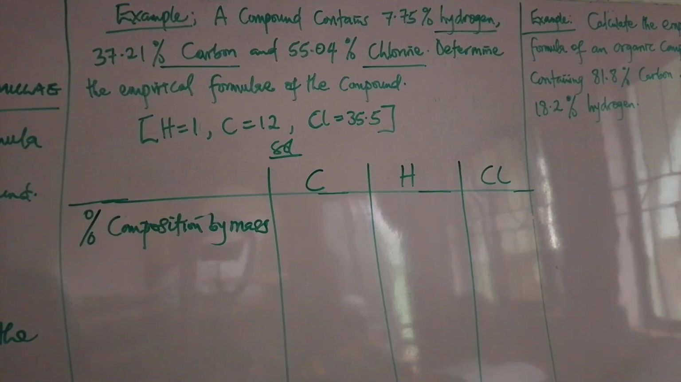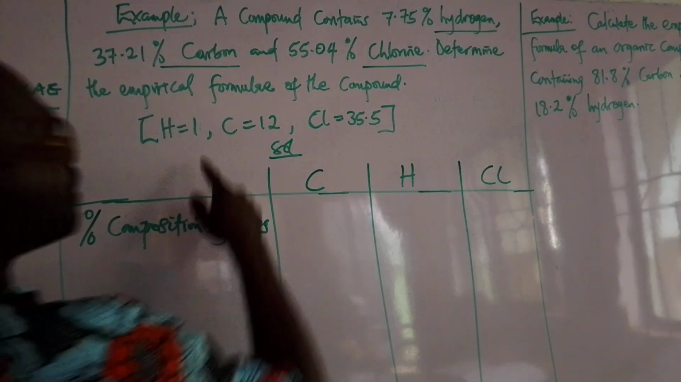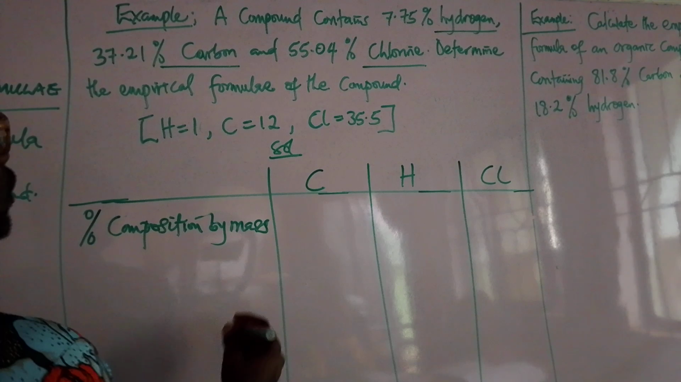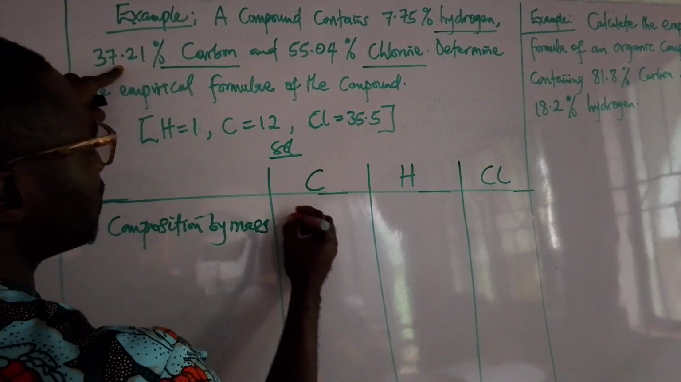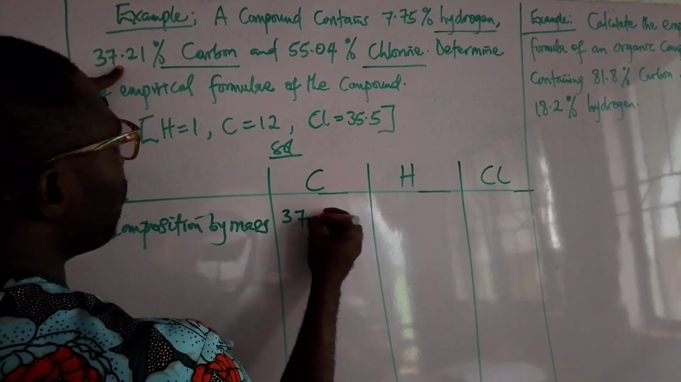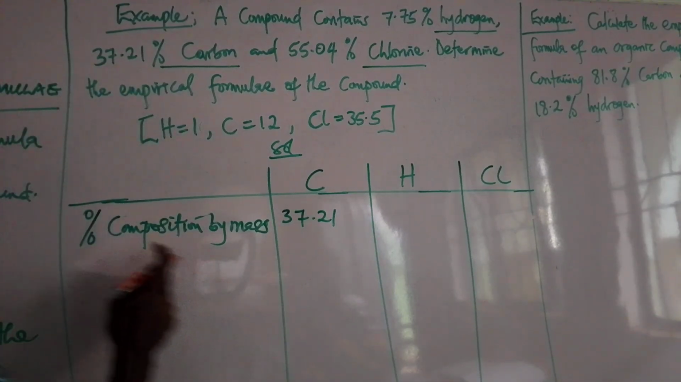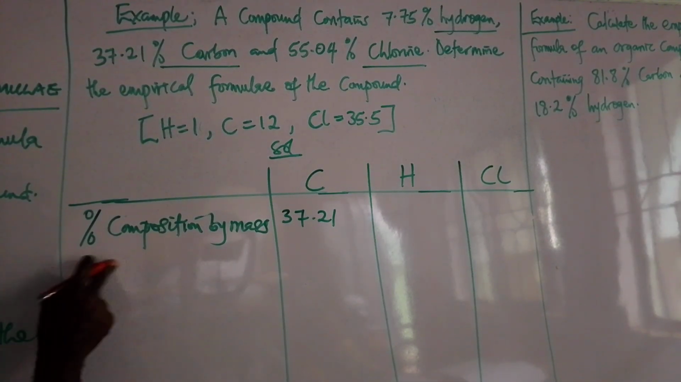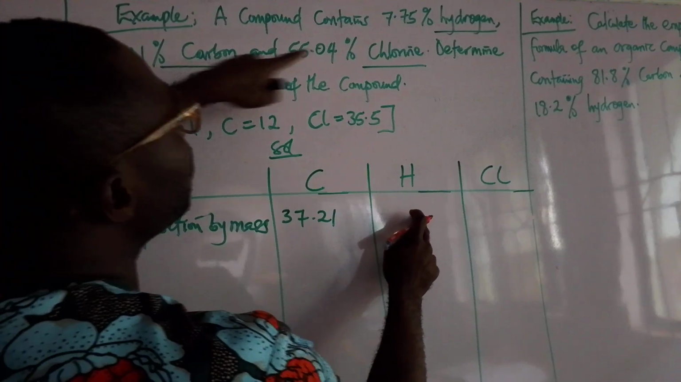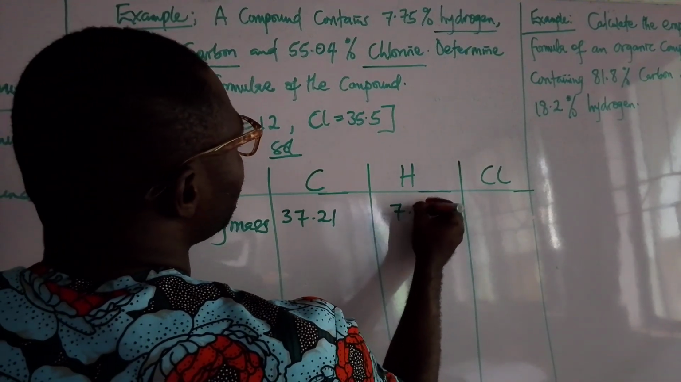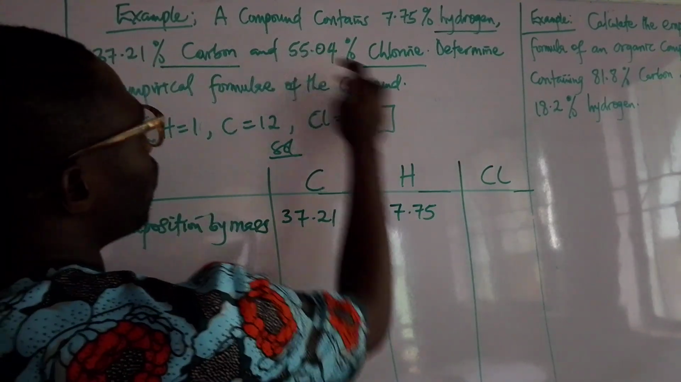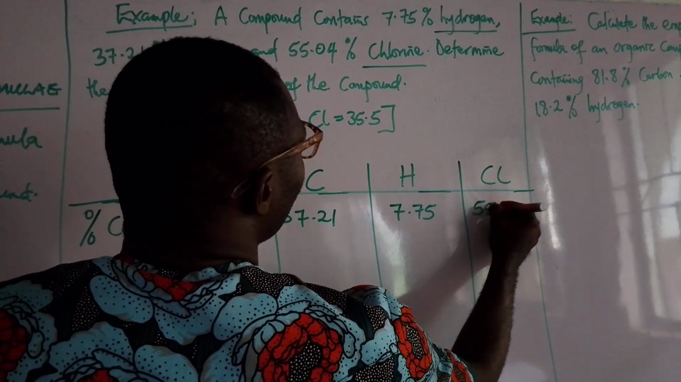Now, what is the percentage composition? For carbon it is 37.21. You don't need to put percent because percent is already there in the notes. For hydrogen, it is 7.75. For chlorine, it is 55.04.